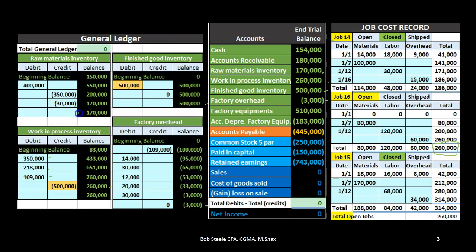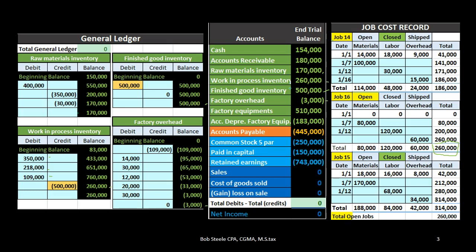For example, raw materials 170, 170. We've got finished goods 500,000 here, 500,000 here on the trial balance, and so on and so forth. We also need to back this stuff up not just by the general ledger, but also by job. That's going to be what is distinct about the job cost system.